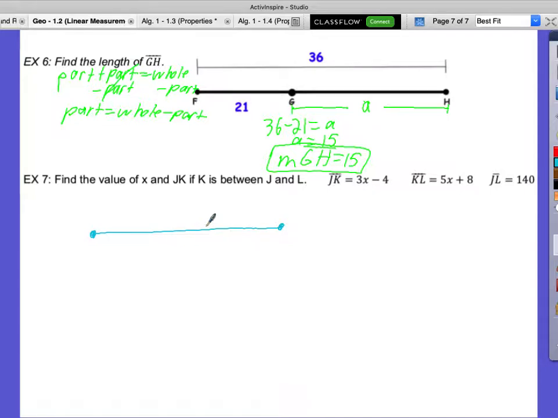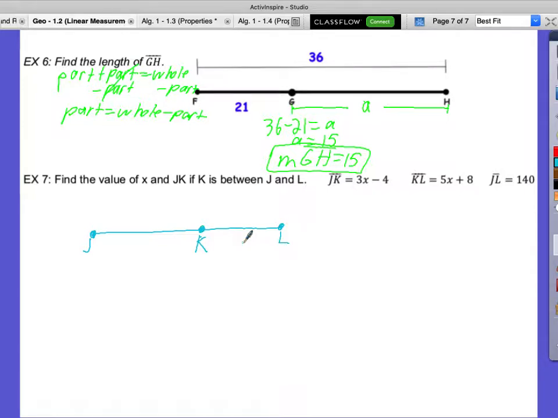What are the endpoints? J and L. How do we know that? Because it says K is between them. Does it matter where I put K in here, really? No. Somewhere between them, right? So we're supposed to find the value of X and JK if K is between J and L.